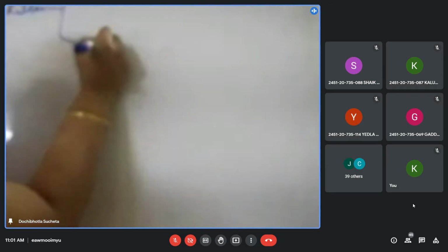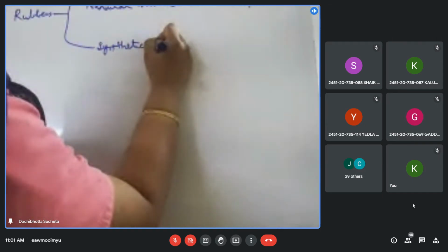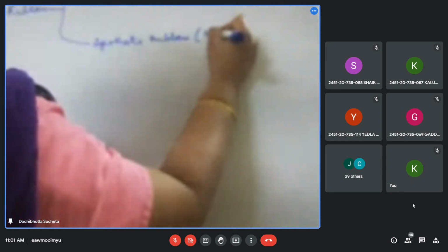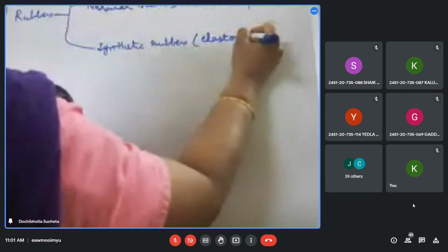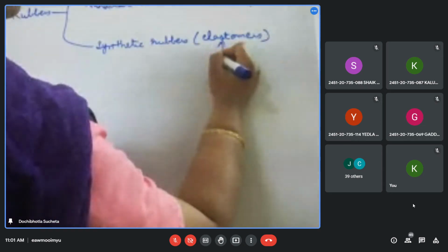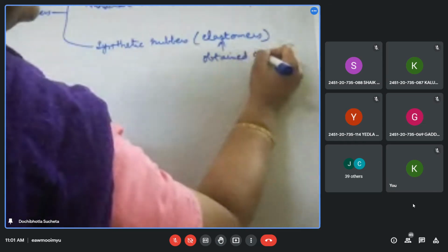The other rubbers are synthetic rubbers, also called elastomers. They are generally made by copolymerization. They are obtained by the copolymerization process.